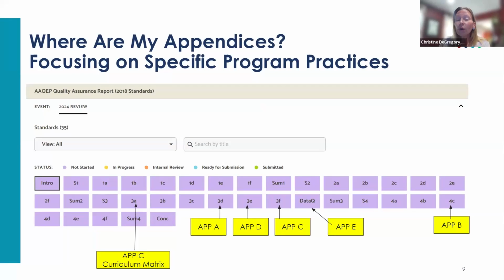So if you're wondering, where did my appendices go? It doesn't look quite the same. This is the template that you'll see in the AMP. And I'm just going to pause for a minute so you can take this visual in, and then I'll start talking again.